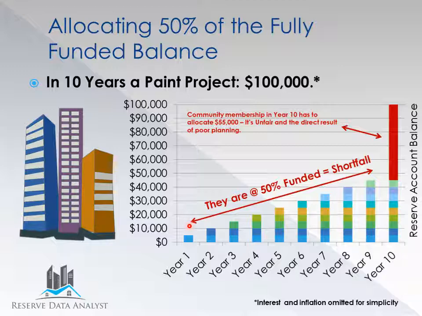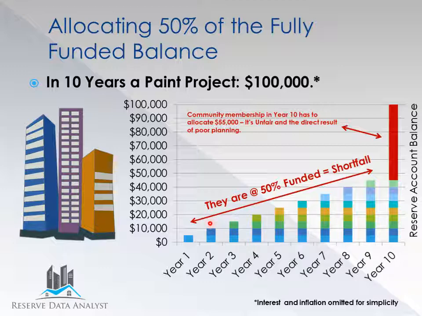It's important to remember the fully funded balance is an idealized calculation. It's the amount that if we were to disperse the cost equally over time, it would offset the deterioration of the component, and at the end of the useful life of the component, the fully funded balance equals the cost of the project. So in this case, they're depositing half of the fully funded balance, $5,000, in year 1.